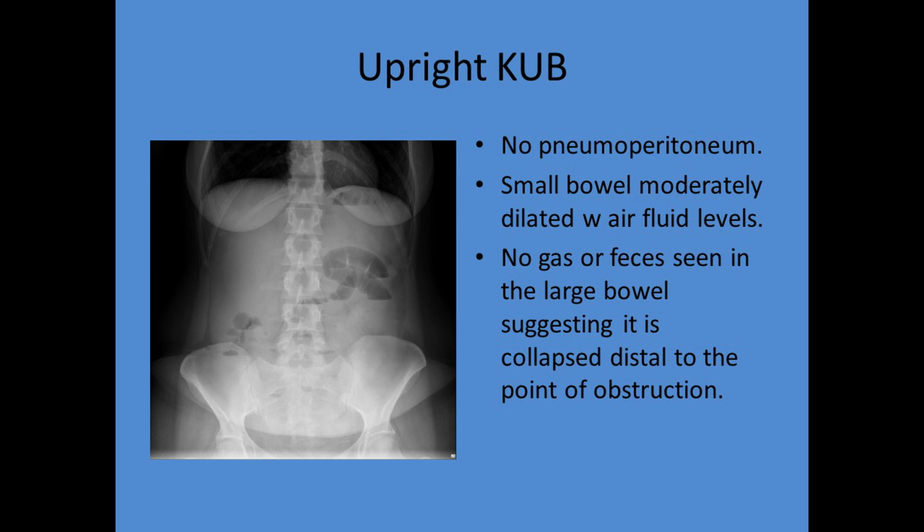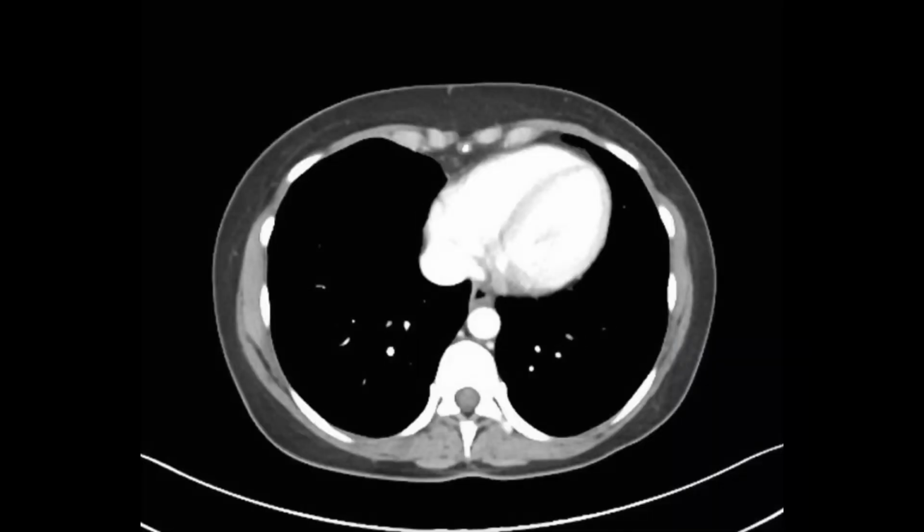All right, so here's an example of a KUB. Let's say it's for this patient. Fortunately, there's no signs of free air, like I showed you in the other example. The small bowel is moderately dilated, not too bad, and there are air fluid levels. You can best appreciate that on the left side of the image. No gas or feces is seen in the large bowel. So again, remember, if the large bowel is decompressed, that can be a sign of a proximal obstruction.